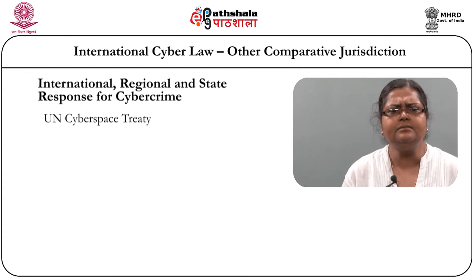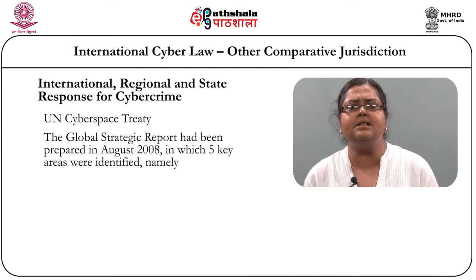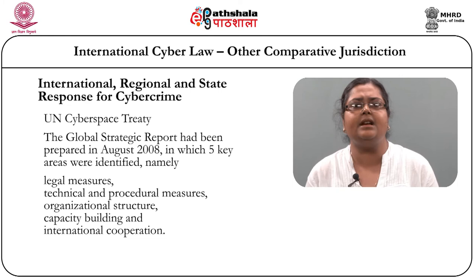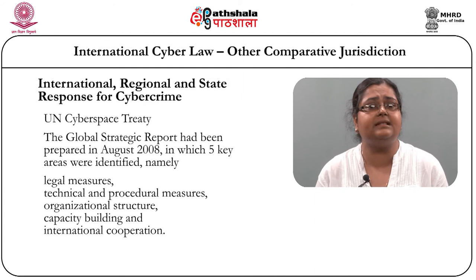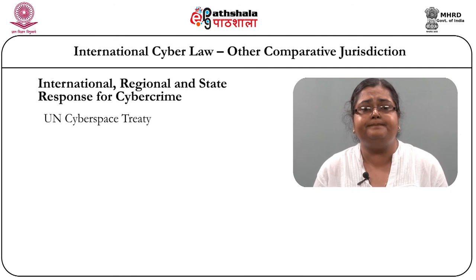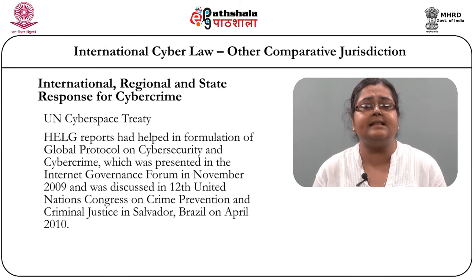The global strategy was prepared in August 2008. Five key areas were identified: legal measures, technical and procedural measures, organizational structure, capacity building and international cooperation. Five important points they have covered. Literally, these are the key areas every country needs to consider. So, it can formulate the global protocol on cyber security and to combat cyber crime, which was presented in the Internet Governance Forum in November 2009 and discussed thoroughly in the 12th United Nations Congress on Crime Prevention and Criminal Justice in Salvador, Brazil in April 2010.